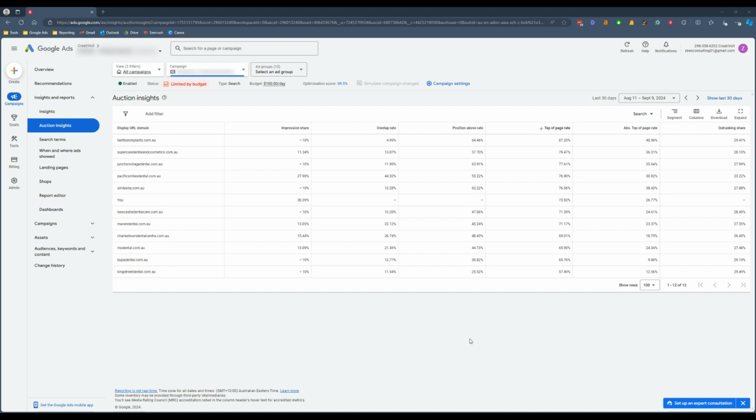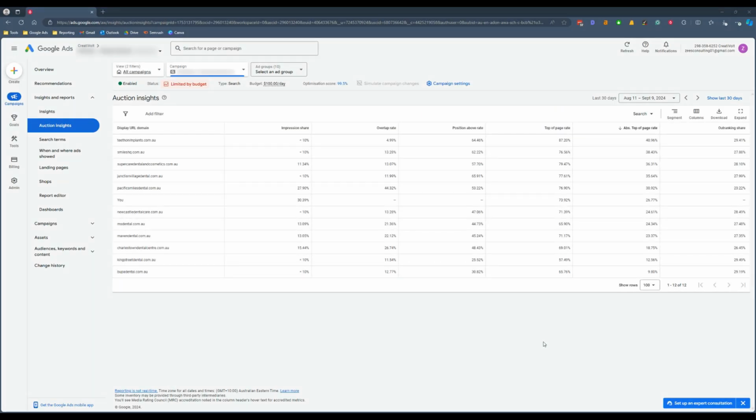So for example, in this case, we can see that this top competitor here has a top of page rate of 87%, whilst ours is 73%. So there's a good chance that we're consistently being outranked by these competitors above us, which could potentially be pushing us out of the top 4 in certain auctions. So by understanding this data, we can start to make adjustments to our campaigns.